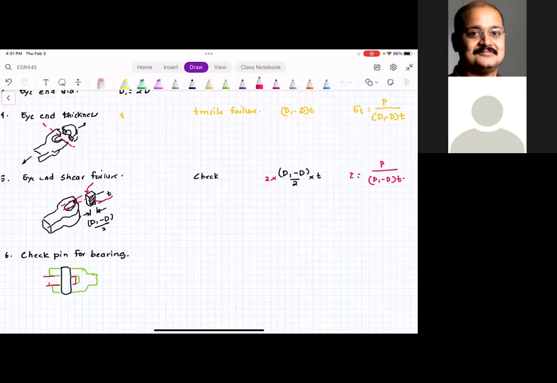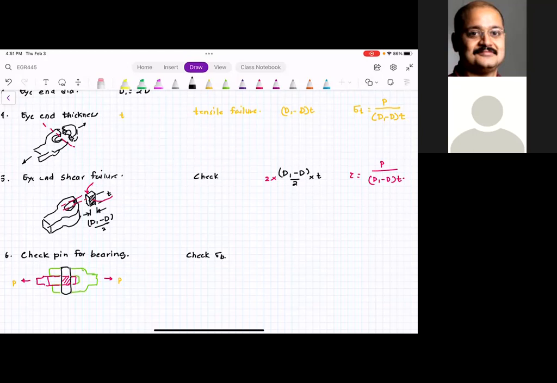And here we have this eye end. If you look at the eye end, this is the area that is resisting the load. And on either side, there is load P. So what we need to do is find out the bearing stress. So check sigma B.